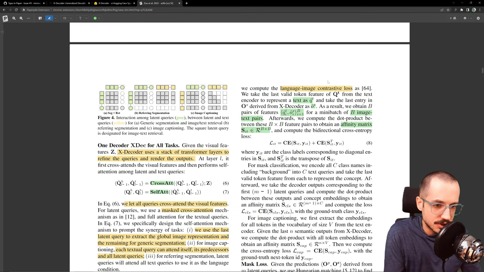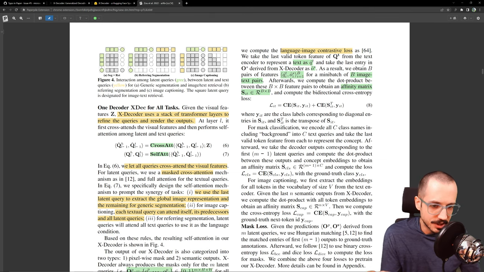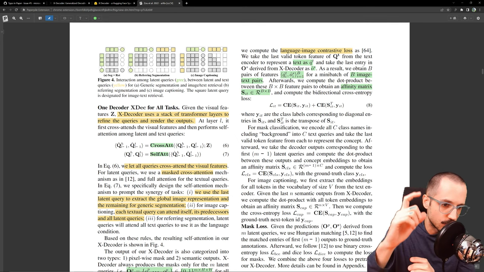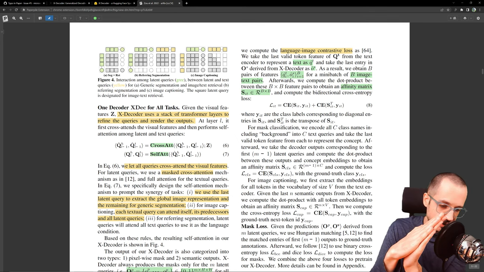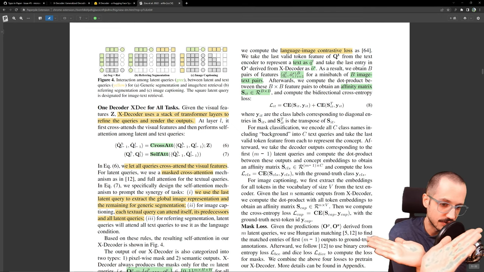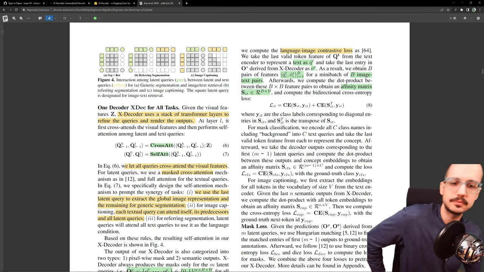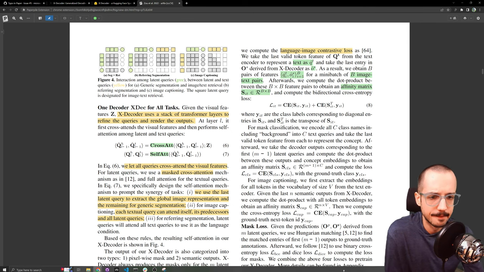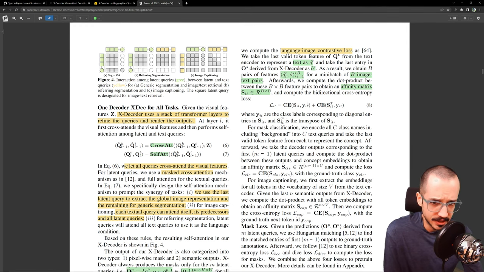And for the language image contrastive loss that they're using here, ultimately what they're trying to do is get those more in alignment. For text that corresponds to a certain image, those dot products should be high, closer to one, closer to being right on top of each other. And text and image that are different from each other should be zero, or maybe not zero, but lower. And CE here is the cross entropy loss.